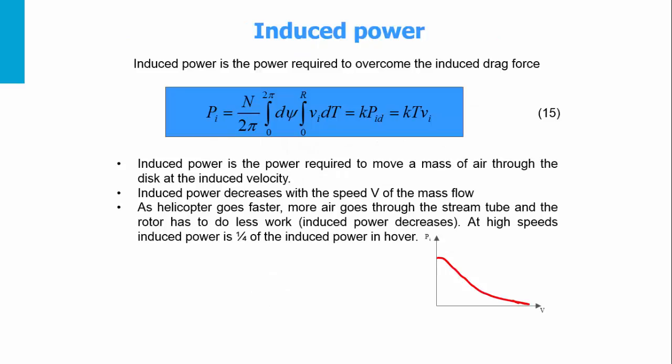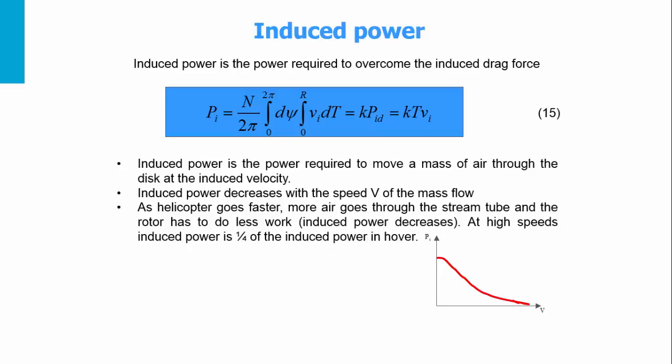Let's continue now with the induced power. Induced power is the power required to overcome the induced drag force. If you remember, we said that this is an integral of the induced velocity dt, then along the radius, along the azimuth, and multiplied by the number of blades. However, we said that this integral cannot be calculated as the induced velocity is not uniform along the rotor.